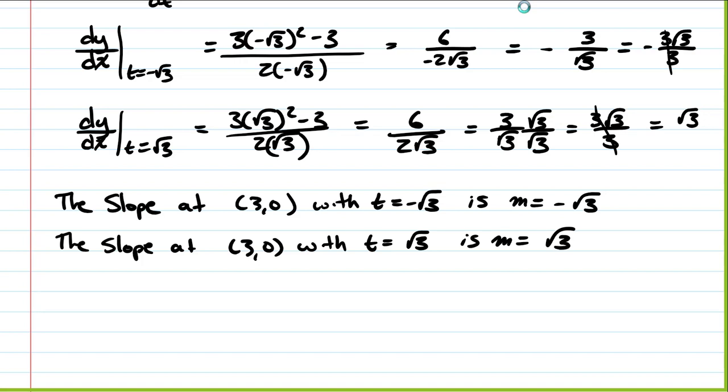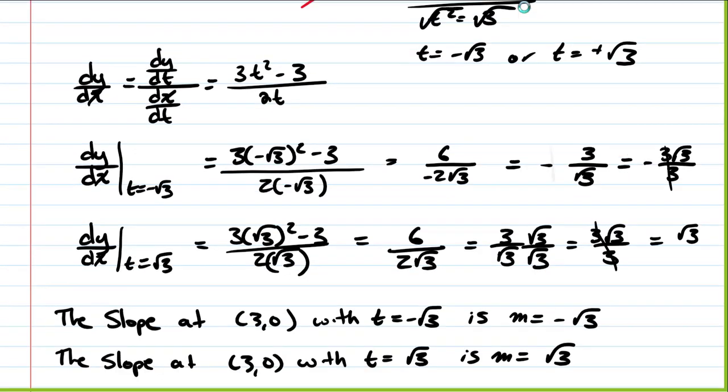So at that point, we have two different slopes depending on which time we visit that place. So remember, with parametric curves, we can be in the same place at different times. So on the first pass through or the second pass through, we're going to have different slopes.